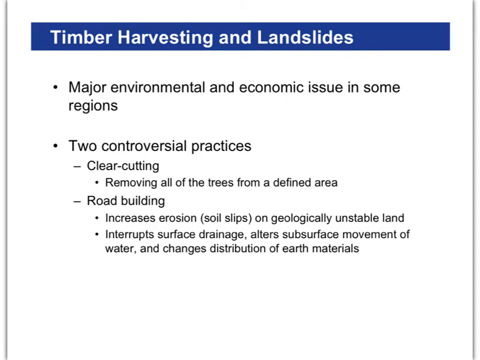All right, one thing in particular that humans do is timber harvesting, and this happens a lot up in our Pacific Northwest because they have a lot of very large trees up there, millions and billions of them, and so it seems like a good resource that humans can access. But harvesting them does present some problems. First of all, one practice that is very controversial is clear cutting. That just means taking a whole area and cutting an entire forest down.